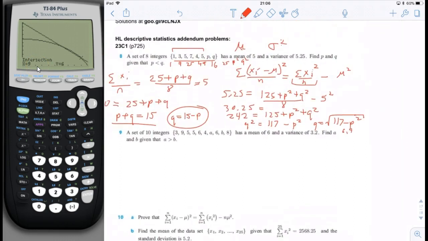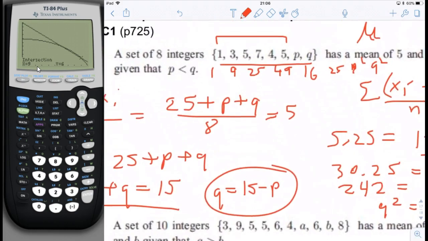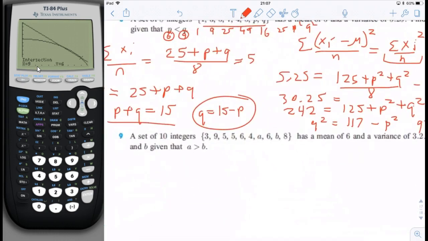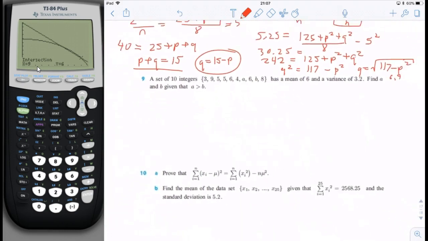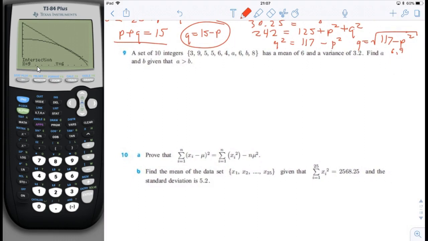Now, remember it says that P is less than Q, so P is going to be 6 and Q is going to be 9. Right? 6, 9. Alright. You could probably have done that with algebra, as they're whole numbers, but it's okay to do that with the calculator. On the test, that would be a calculator problem.